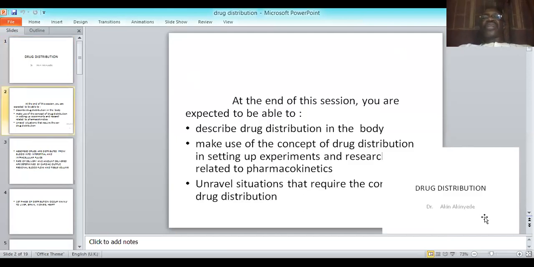At the end of this session, we are expected to be able to describe drug distribution in the body, make use of the concept of drug distribution in setting up experiments and research related to pharmacokinetics, and unravel situations that require the concept of drug distribution.